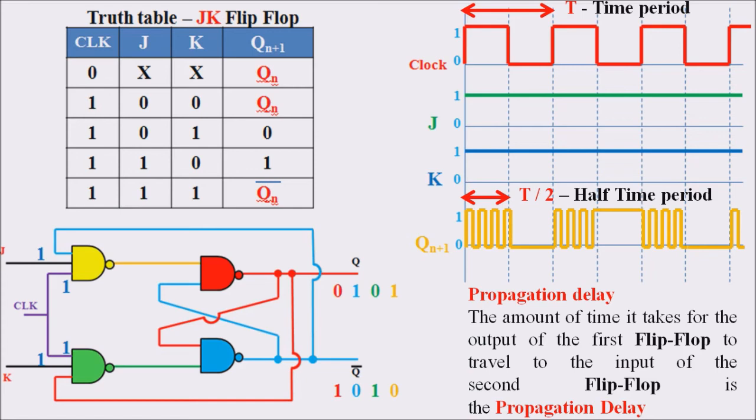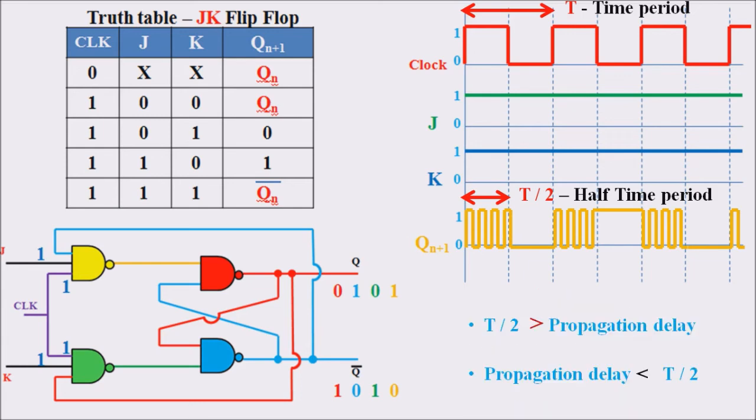So in the case of a JK or any type of flip-flop, the time period should be greater than the propagation delay. Since we are dealing with a level triggered circuit, the half of the time period, that is T by 2, should be greater than the propagation delay, or reversely, the propagation delay should be less than the T by 2 time period. Then only the circuit will be active in the case of any of these flip-flops. So this is a condition.